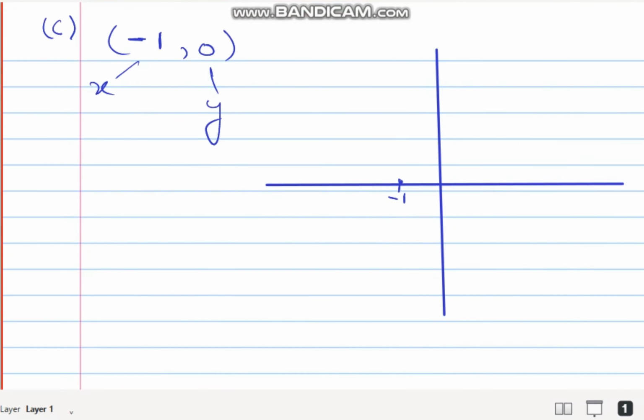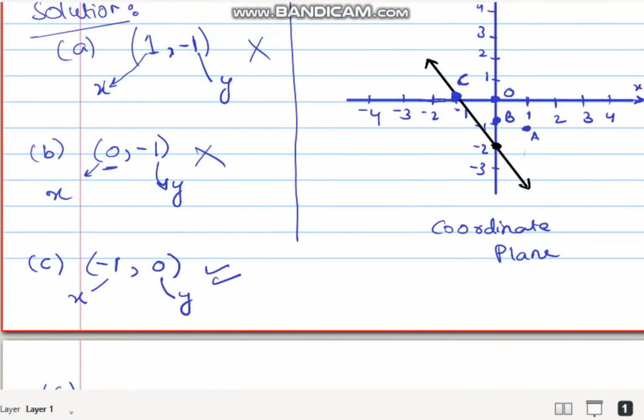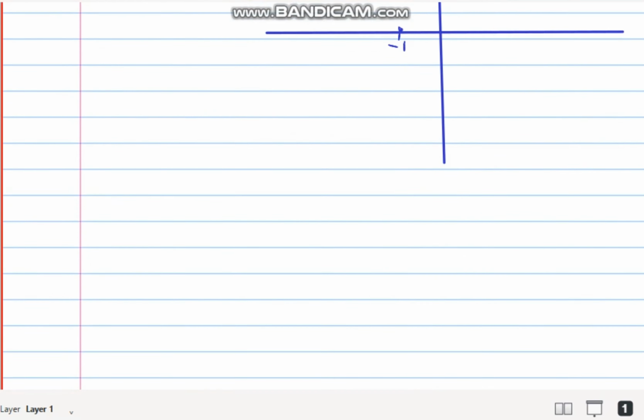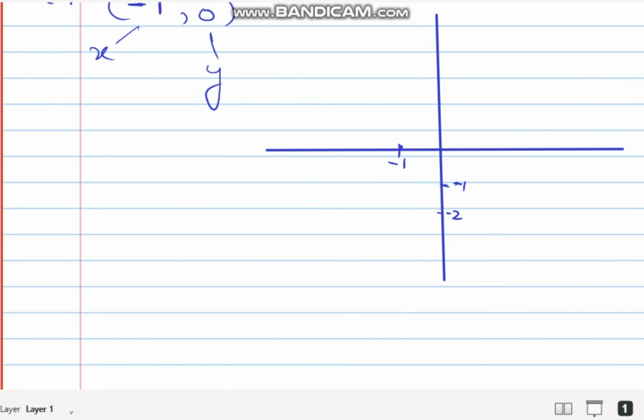So dear students, please listen carefully. I am answering your question now. I am redrawing the graph for you. This is minus one. This is minus one. This is minus two. And the line is like this. The line is passing like this through these 2 points. This was the line.